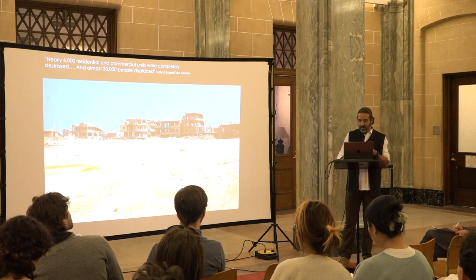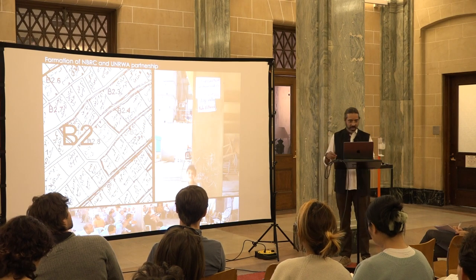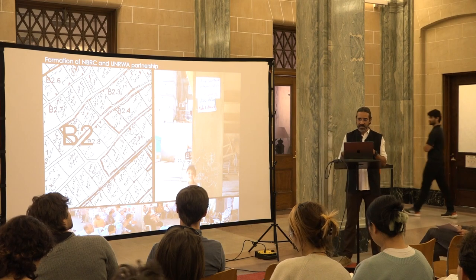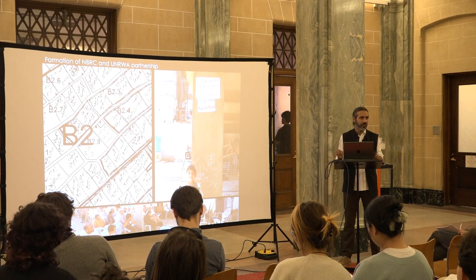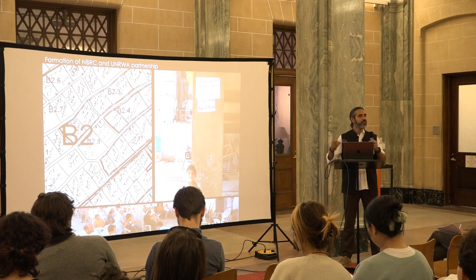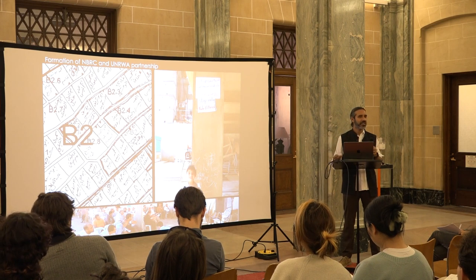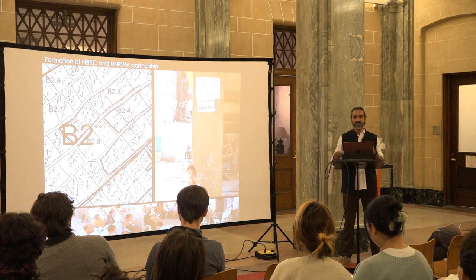So when the camp was being bombarded, one of the interesting things that took place was that a number of activists and a number of residents of the camp got together and started mapping. There was no documentation about this camp before destruction. There was not even a proper map of who lived where.